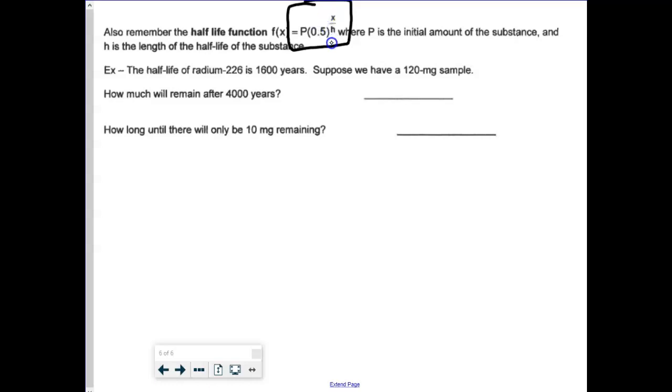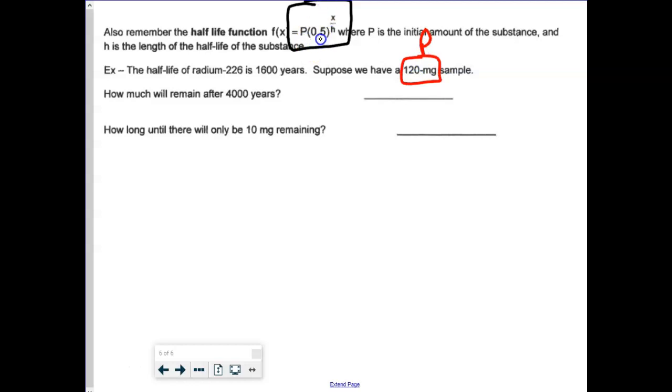In this case, we have a radioactive isotope. The half-life of radium-226 is 1,600 years. What that means is when 1,600 years passes, the amount that you have is going to be cut in half. They use this a lot for carbon dating. This isn't a carbon example, but it's the same idea. They use radioactive isotopes for a lot of things in science. In this particular case, they have a 120 milligram sample. This is the initial amount, which they're calling P in the formula.